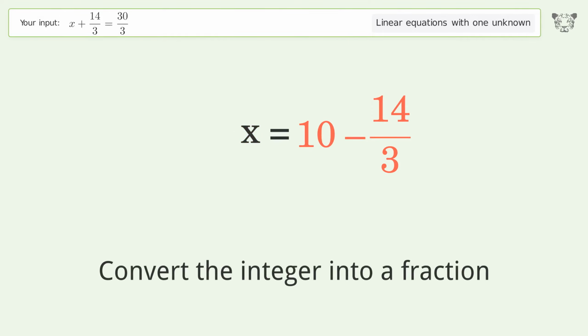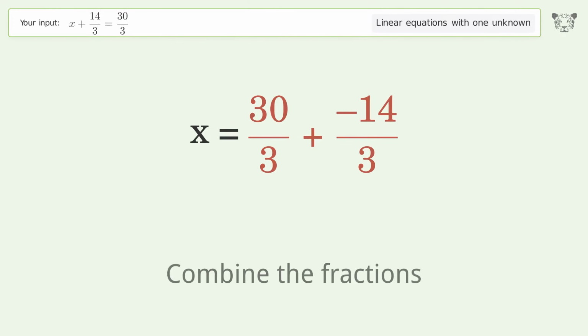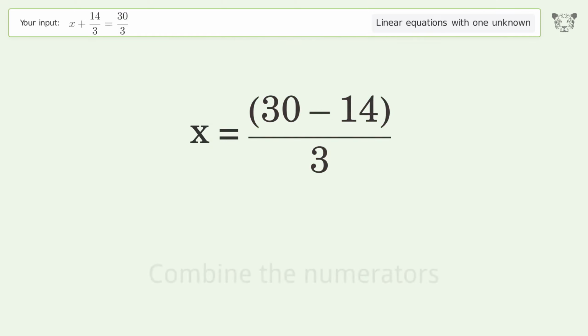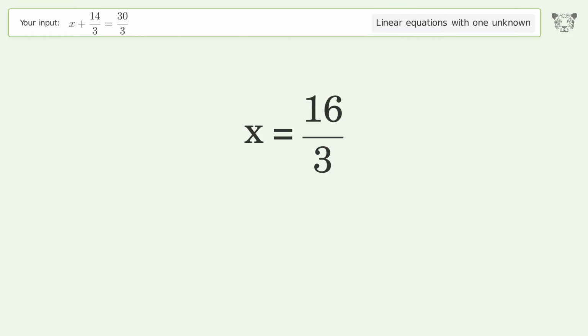Convert the integer into a fraction. Combine the fractions. Combine the numerators. And so the final result is x equals 16 over 3.